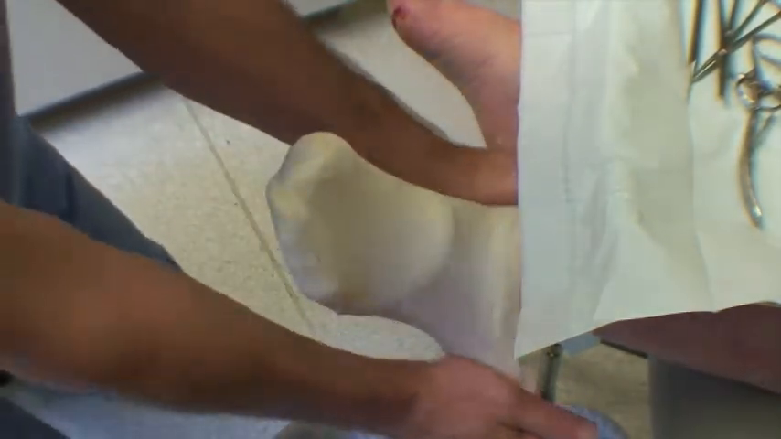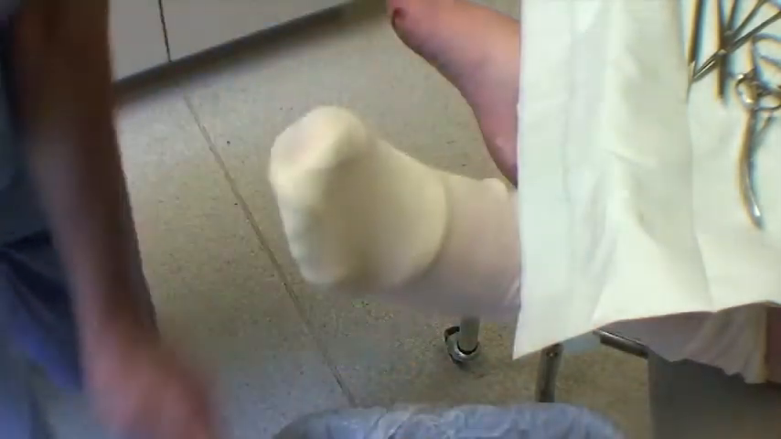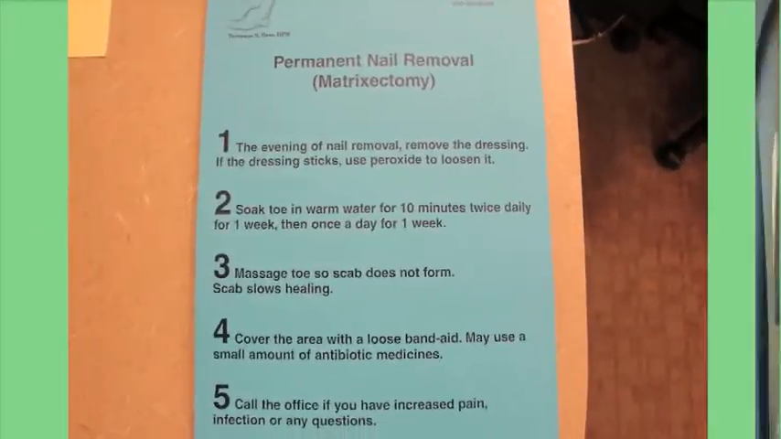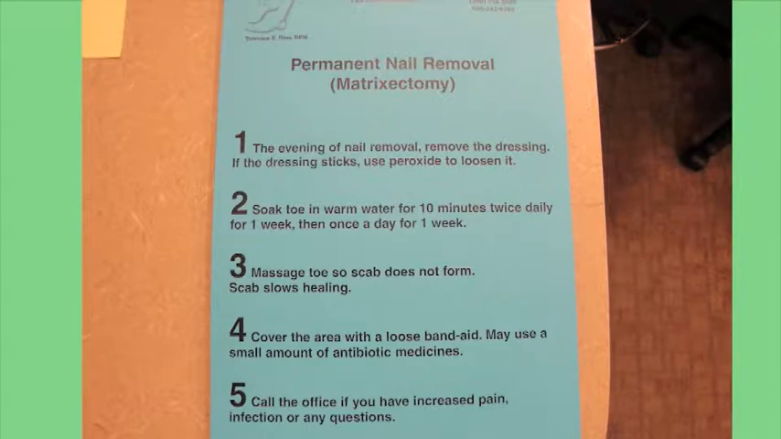You will need to instruct the patient how to take care of their surgical site at home. To do this, give them a permanent nail removal handout found in the second drawer of each room. This handout is good for an avulsion as well. You'll need to explain each point listed on the sheet. Remove the dressing that night, preferably before the toe is no longer numb. Soak the area in warm water for 10 minutes twice daily.